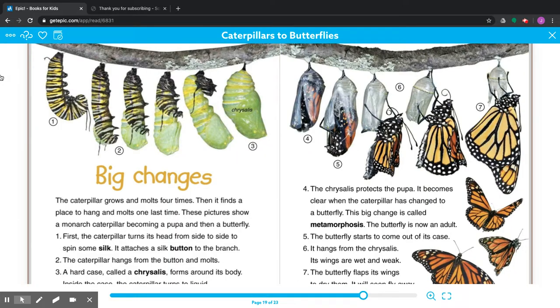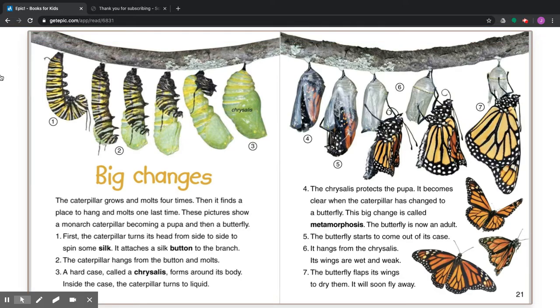Big changes. This is the interesting part, I think. The caterpillar grows and molts 4 times. Then it finds a place to hang and molts one last time. These pictures show a monarch caterpillar becoming a pupa and then a butterfly. First, the caterpillar turns its head from side to side to spin some silk. It attaches a silk button to the branch. The caterpillar hangs from the button and molts. A hard case called a chrysalis forms around its body. Inside the case, the caterpillar turns to liquid. Whoa, it turns to liquid.